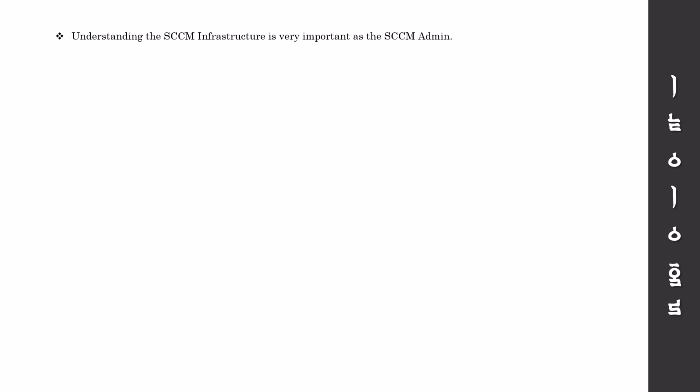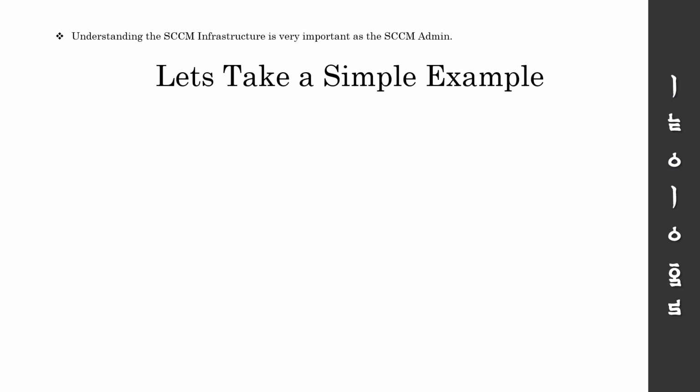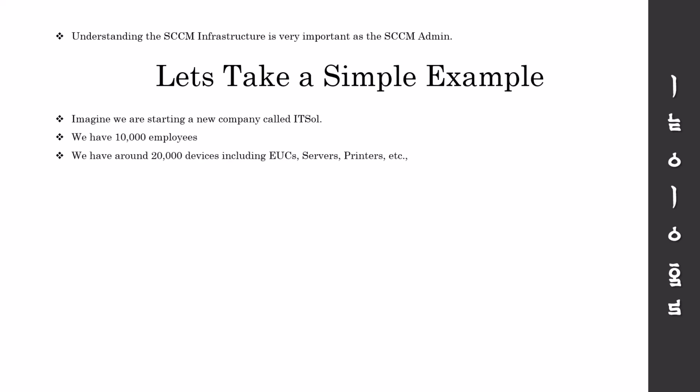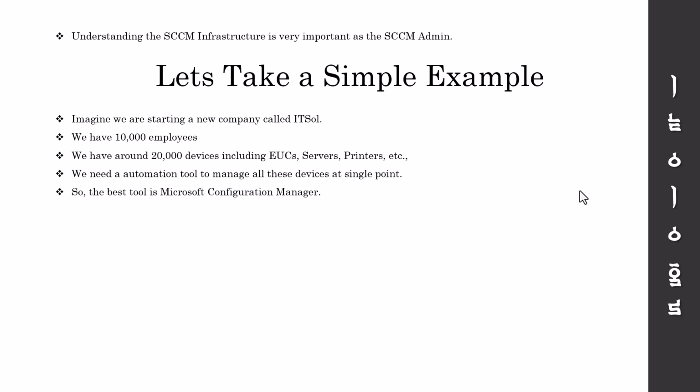In this video, we'll take an example of an infrastructure. Imagine we are starting a new company called IT Sol, and we have around 10,000 employees and 20,000 devices, including end user computers, servers, printers, etc. So we need an automation tool to manage all these devices at a single point. The best tool for the Windows platform is Microsoft Configuration Manager. Considering these terms, we can start designing the Configuration Manager infrastructure.